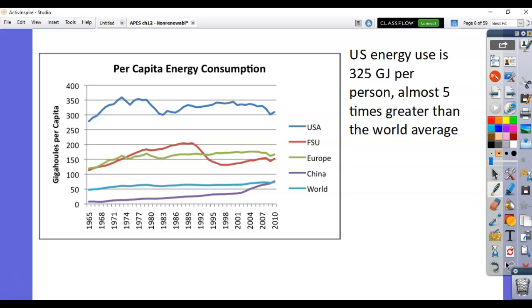So which countries use the most energy? You can just write United States. I know it says which countries. It's probably more like which continent here.